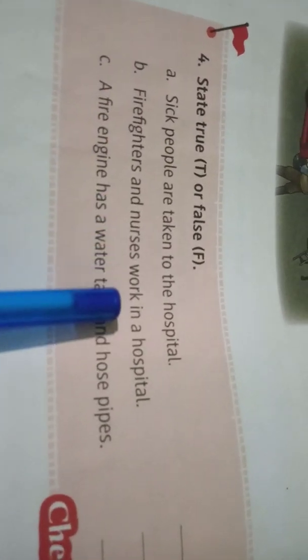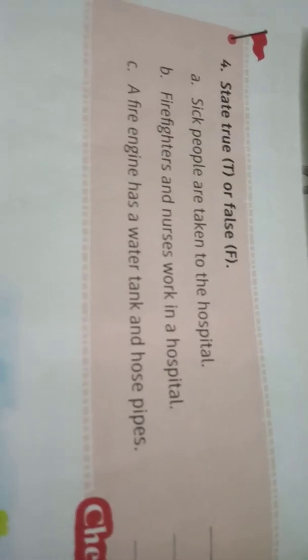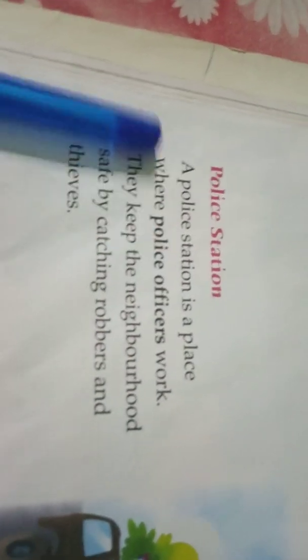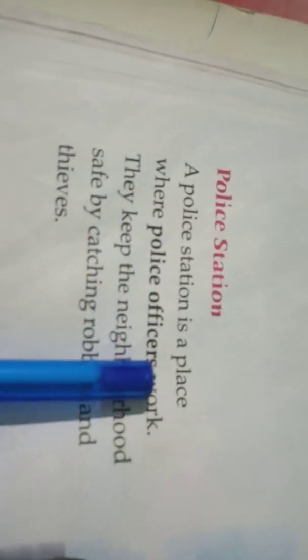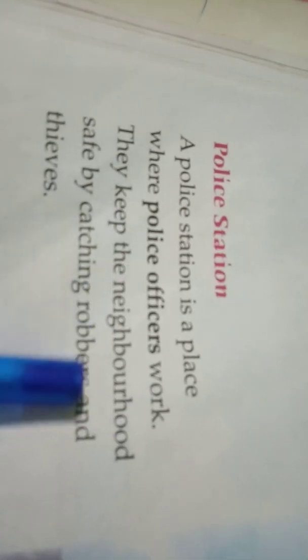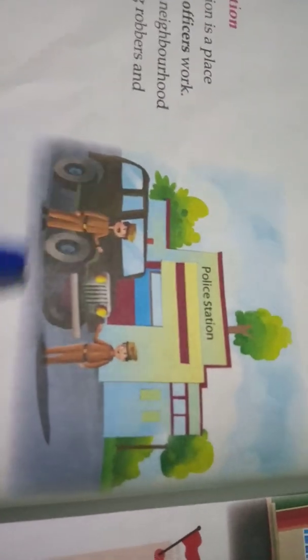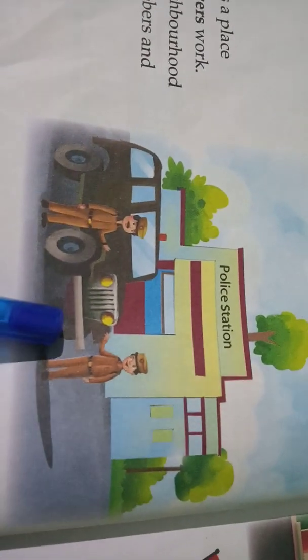Firefighters and nurses work in a hospital. A fire engine has a water tank and hose pipes. Police station is next. A police station is a place where police officers work. They keep the neighborhood safe by catching robbers and thieves. See the picture of the police station. There is a jeep and two police officers.